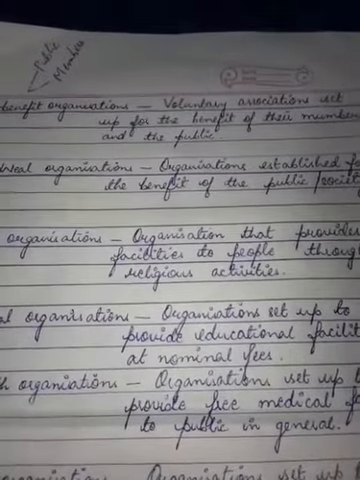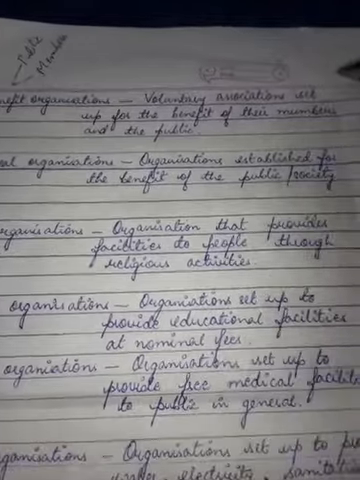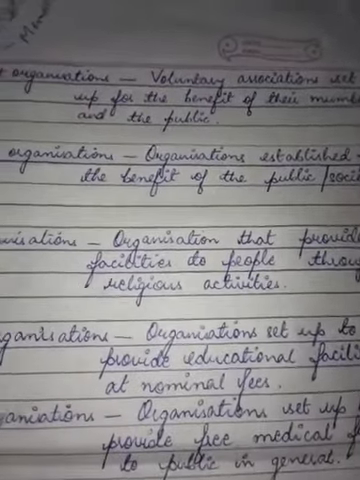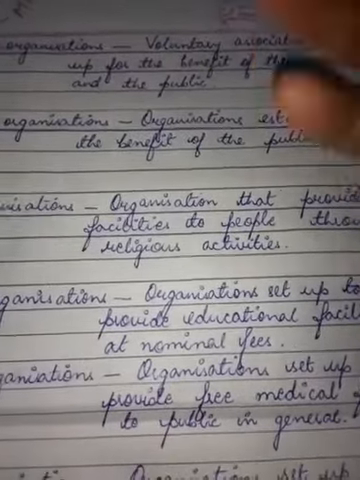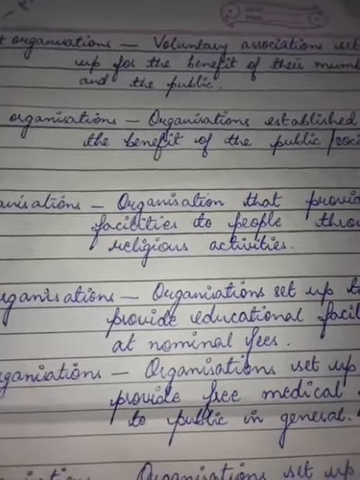Okay? And so is the definition. Voluntary associations set up for the benefit of their members and the public. Understood? Let's take an example of clubs. What happens in a club? There are clubs in various societies, in various localities. What happens? This is basically a group of people, right?